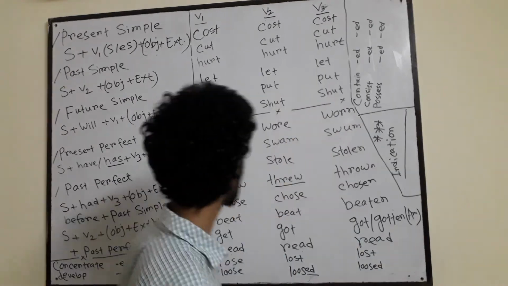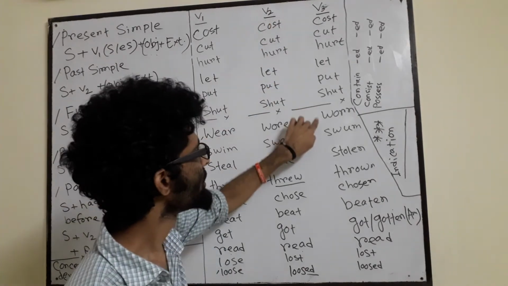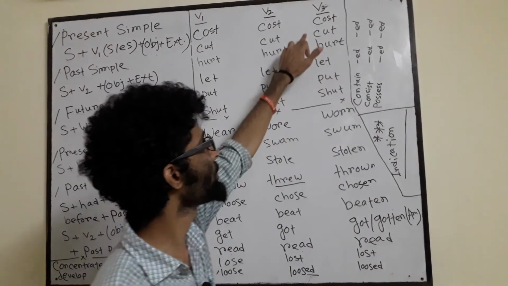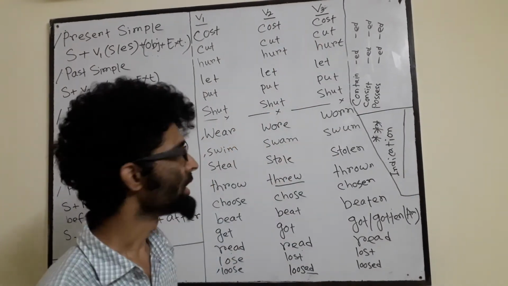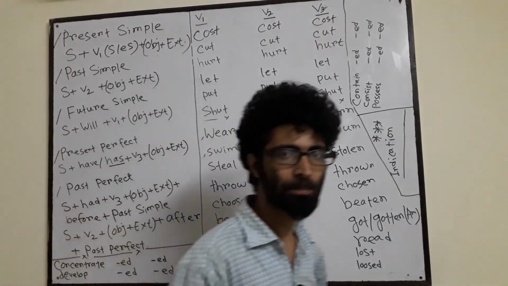So we have to use the V3 form. V3 form means this form. See, this form, V3. V3 means the past participle form of the verb. It could be an irregular verb, it could be a regular verb. Okay.